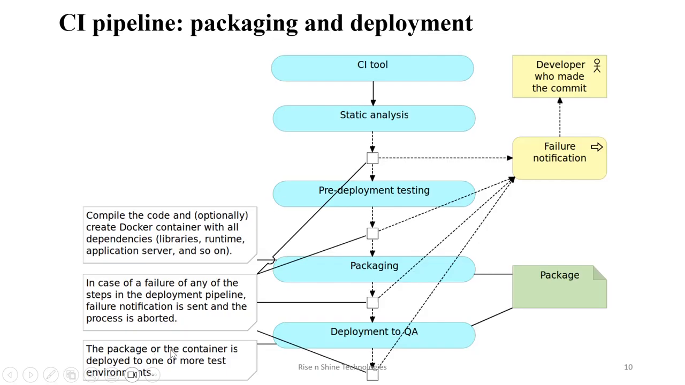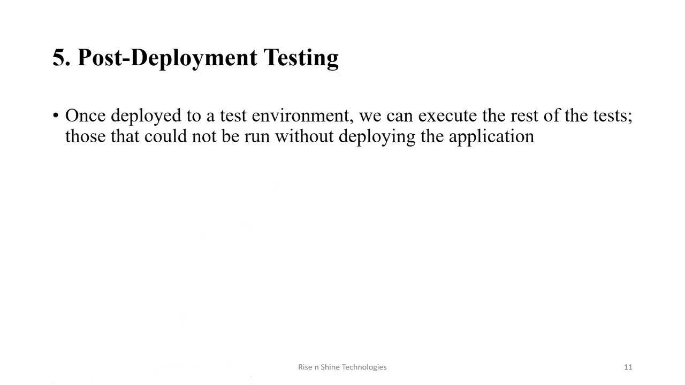So here the package or the container, maybe it is a Docker-based application, the Docker container, I mean the Docker image. If it's a monolithic application, then the APK file or the jar file or the zip file, we take it and we do the deployment. So once the packaging is ready and deployment is done, then post-deployment testing. Once deployed to a test environment, we can execute the rest of the test cases, those that could not be run without deploying the application.